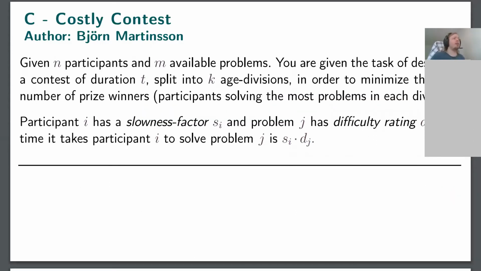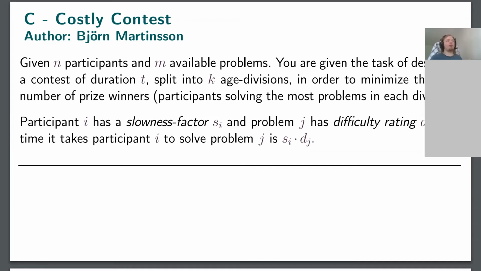Okay, so now for the costly contest. This is a pretty long problem statement, but I will try to give a short version here. In this problem, you were given m participants and m available problems, and you were given the task of designing a contest of duration t, and it should be split into k different age divisions. What you wanted to do was minimize the total number of prize winners. You win a prize if you solve the most problems in a division.